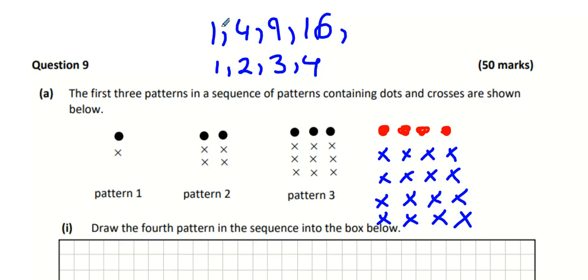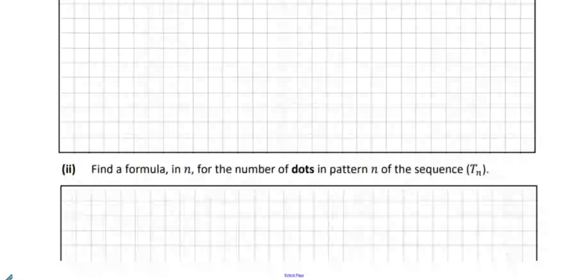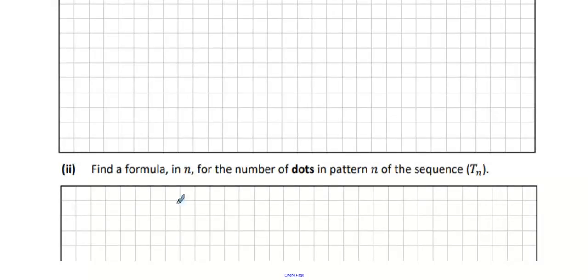Now, the x's are a quadratic sequence. How do I know they're a quadratic sequence? Can anybody tell me? It's going up different amounts, and the second difference is the same. If the second difference is the same, it's known as a quadratic. Is that okay, you guys? Now, it doesn't even ask us that, does it? Nope. Find the formula for the number of dots in pattern n of the sequence.